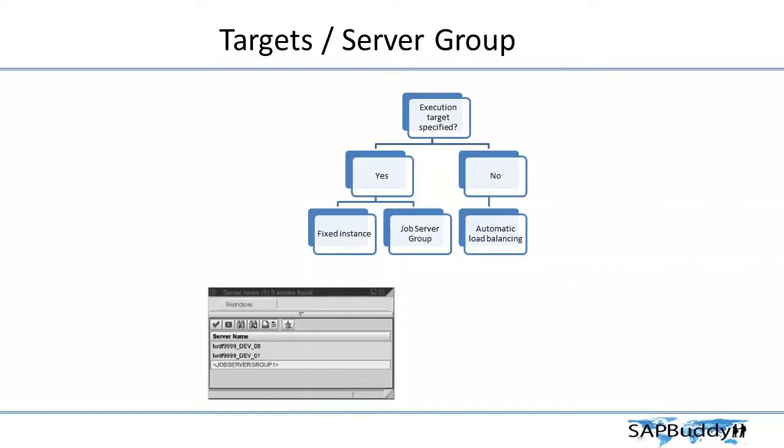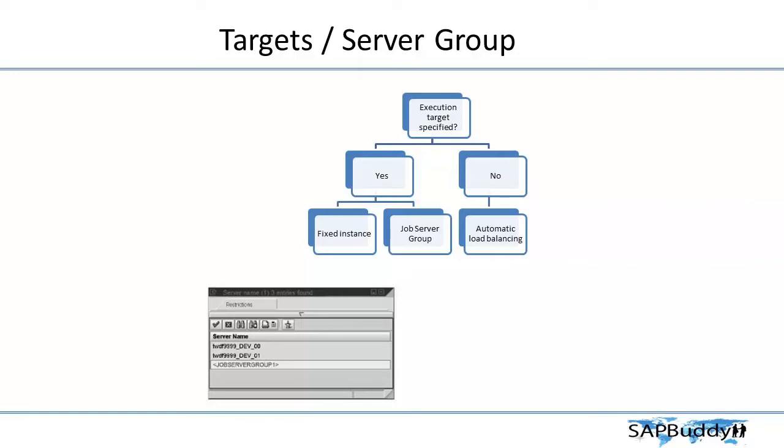Let's say you have a background job, then first the SAP system will check whether you have a specific target. Let's say we have a specific target. In that case, this target can be a fixed instance or a job server group. Job server group means the target can be one specific instance, or you can have a group of servers grouped together as a server group. Then you can specify that as a target.